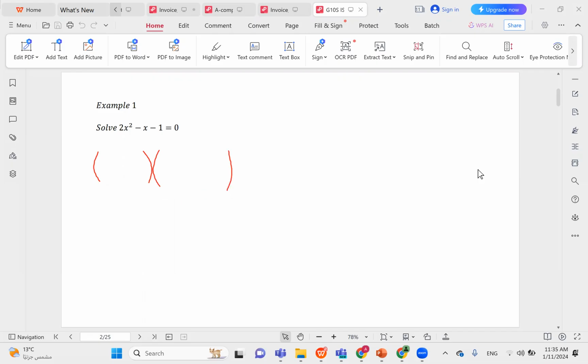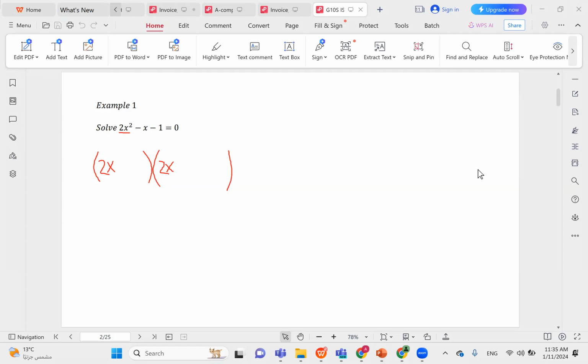First of all, we take the first term and we copy it down in the first bracket and in the second bracket. But we do not write the power. So we just write 2x.